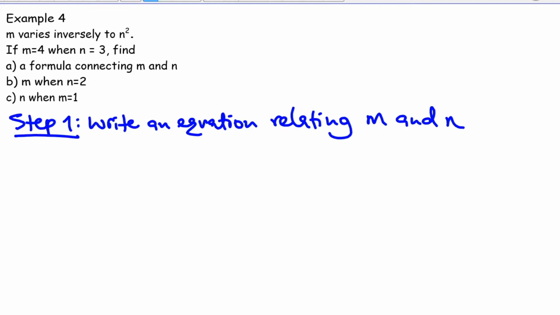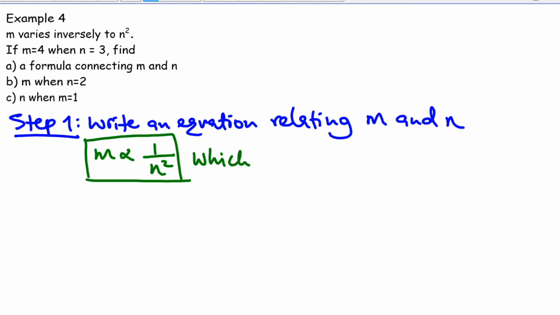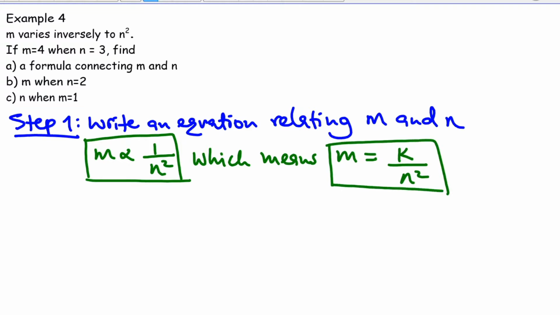Now, to do that, we'll start with a proportional statement. So, m is inversely proportional to n squared, which means when m increases, n squared will be decreasing, which means there has to be a constant of proportionality that connects these guys. So we can say m is equal to k over n squared, where k is the constant of proportionality. And we'll soon find what it is.